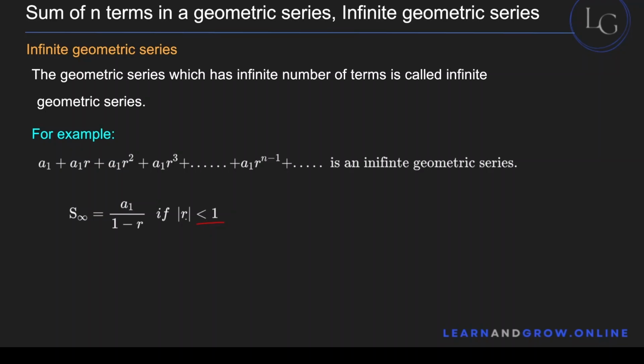Why? Because if the absolute value of the common ratio is greater than 1, that means each consecutive term in the series is becoming bigger. And the value of the infinite geometric series would just be infinity, because the values are getting greater and greater. So if it goes to infinity, that's just infinity. So the sum of the infinite geometric series, obviously with the absolute value of r less than 1, you can find by this: the first term a1 divided by 1 minus r, r being the common ratio.